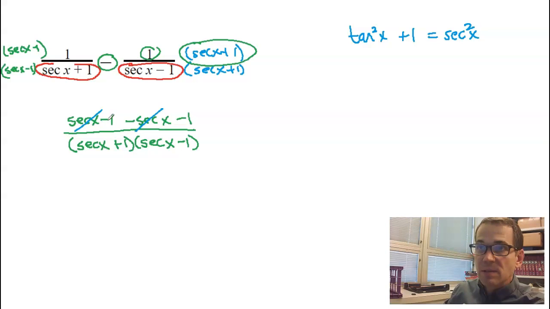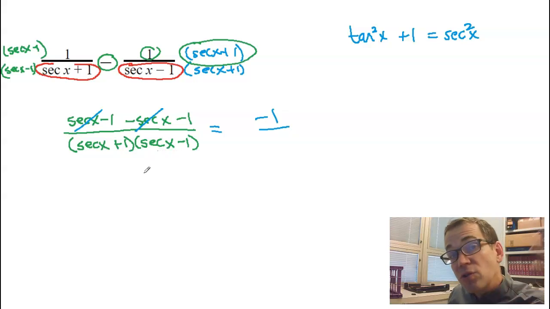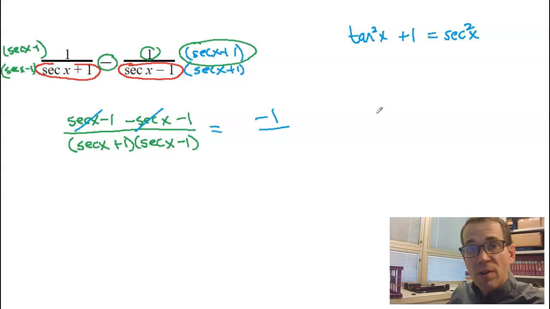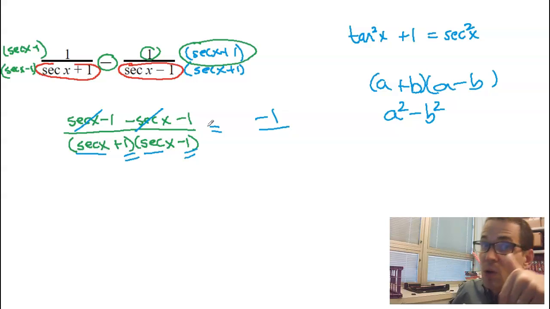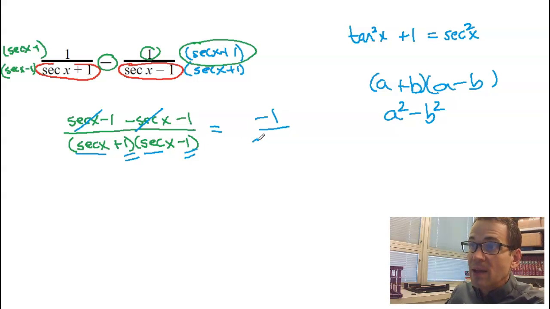Hey, these guys cancel. These guys are friends. They make a negative 1. And on the bottom here, we do have to multiply this out, but there is a shortcut. If you remember from your days of Algebra 2, if you have the same thing in a set of parentheses, a and b, and one's plus and one's minus, then it becomes the first thing squared minus the second thing squared. And just because it's a trig function doesn't make it an exception. I got the same thing and the same thing. One's plus, one's minus, so it's going to make secant squared x minus 1.